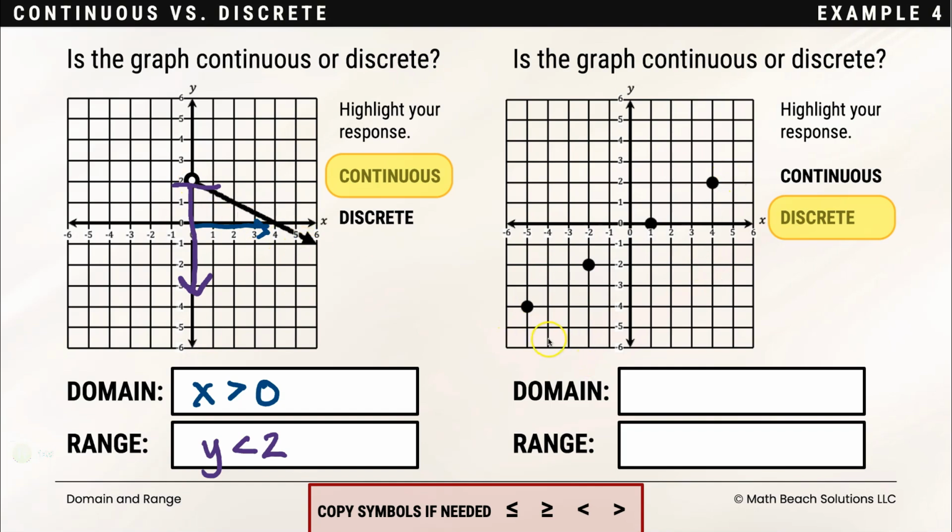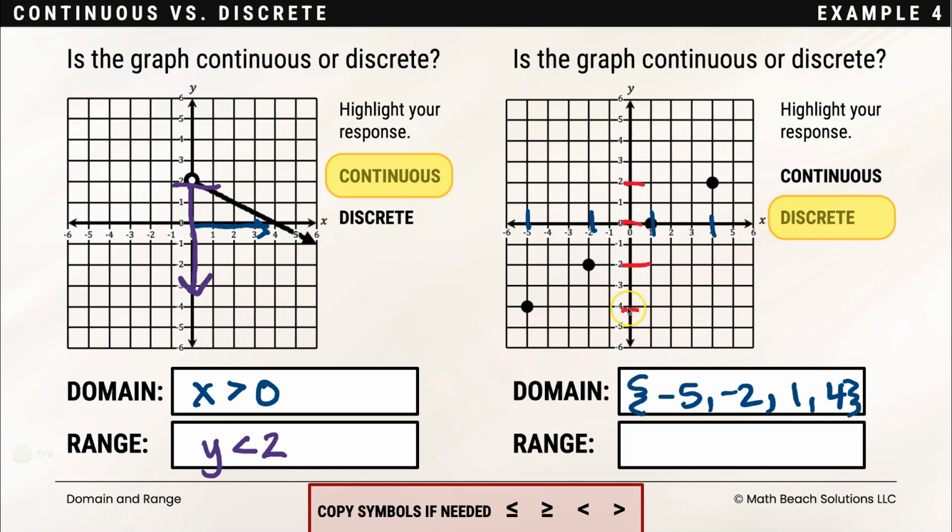Our domain values are going to be the x values, and we're going to list them in set notation. We see that our points include the x values of -5, -2, 1, and 4, so we will include those points in the domain. And we'll repeat the process for the range, or the y values.